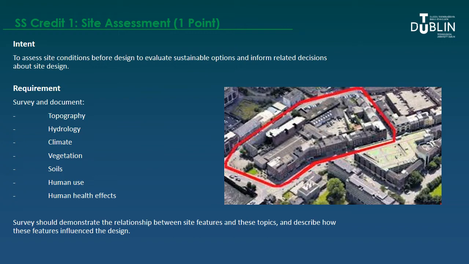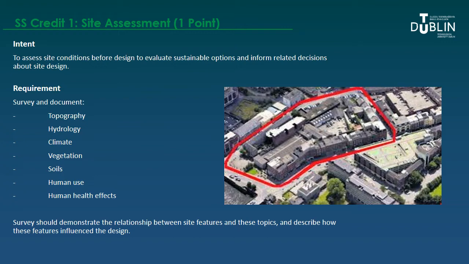That survey and documentation needs to include information on the topography of the site, on the hydrology of the site, so that would include any flood areas or wetlands, etc., and even to do with rainwater collection opportunities. The climate of the site, so the usual issues to do with exposure or sun angles, prevailing winds, etc. Climate data to do with precipitation levels, sunshine, cloud cover, all the usual stuff.